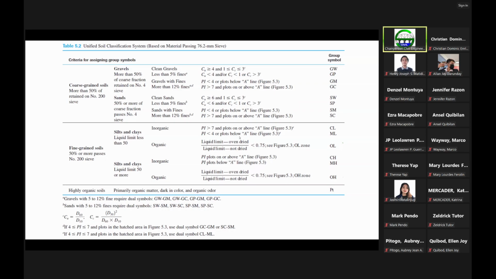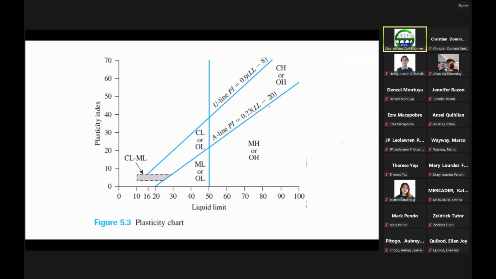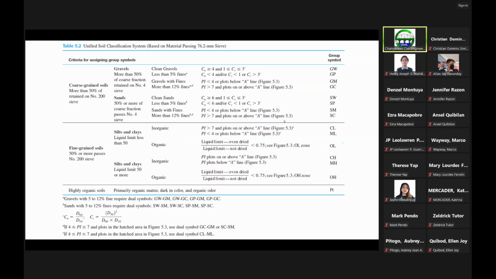But if the PI is greater than 7 and plots on or above the A line in this figure, where this is the A line again, then we call it GC, where G means gravel, C means clay. Now this is a clayey gravel. So here there's a footnote D now. You notice that here the PI is less than 4, and here the PI is greater than 7.